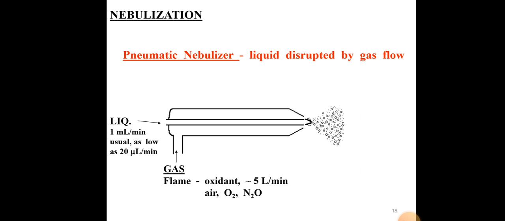Here you can see the structure of a nebulizer. It's a concentric nebulizer whose structure we already explained. This nebulizer is used for injection of the sample into the flame, and as we have explained before, the nebulizer can convert the sample to tiny droplets or to a mist.